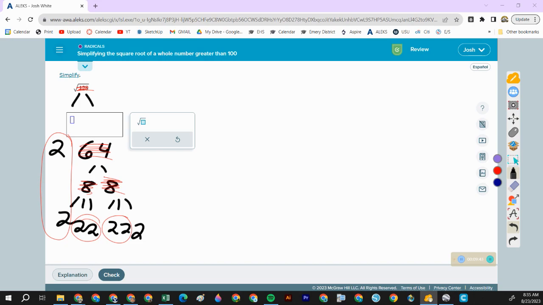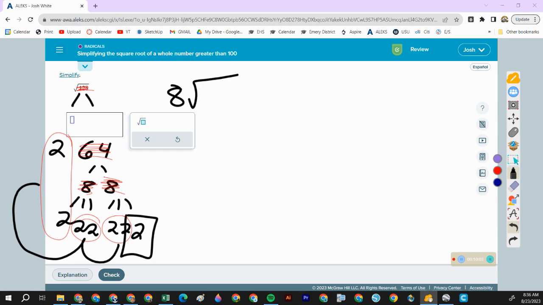What do I do with every pair? Bring one out for each pair and then multiply them together. So outside, I have 2 times 2 times 2, which is 8. And then I find everything that got left behind, and it just goes on the inside. What if we have two numbers left behind? You multiply them together and then stick them inside.